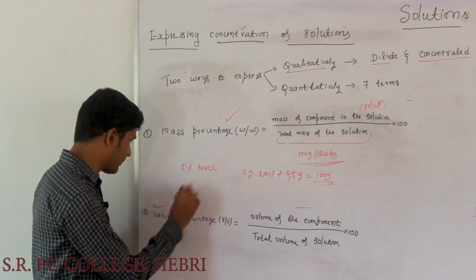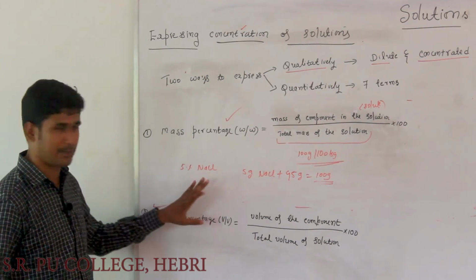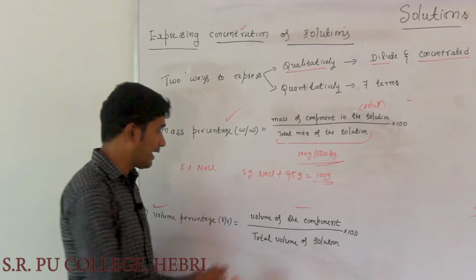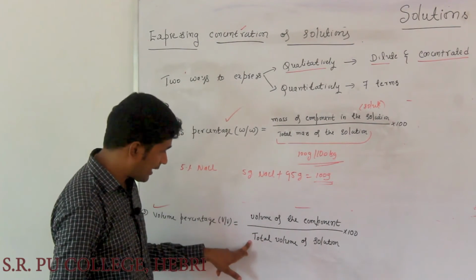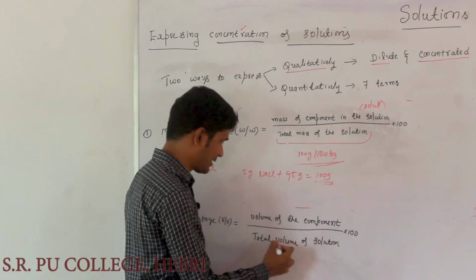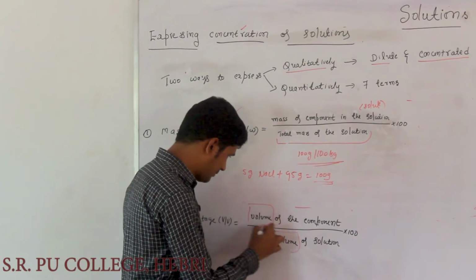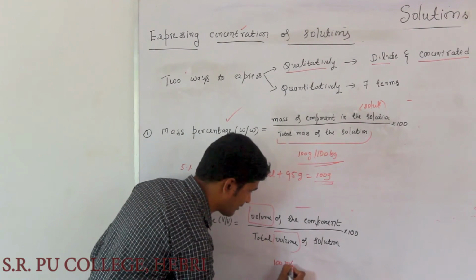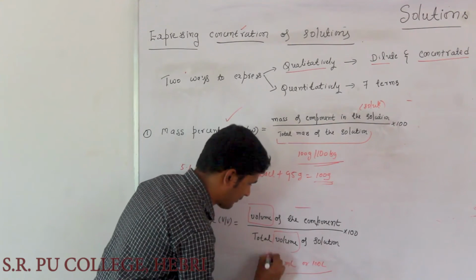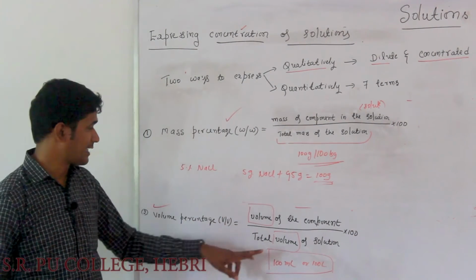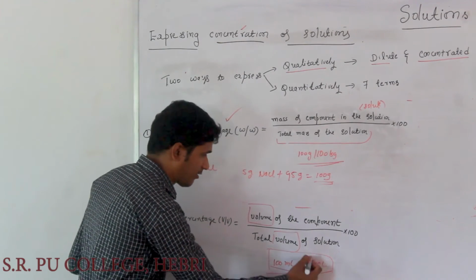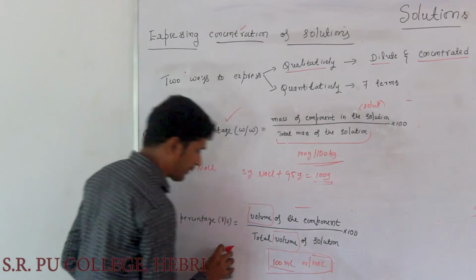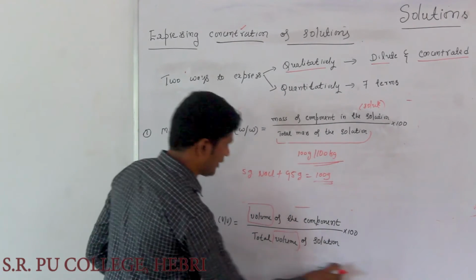Next, second one is volume percentage. It's very similar to that of mass percentage. Only the difference is here we have taken mass of the component; here we are taking volume of the component divided by total volume of the solution. Instead of mass, here we take volume, and the denominator in this also is equal to 100. It may be 100 milliliter or 100 liter. That means while preparing the solution, it's always prepared in 100 milliliter or in 100 liter. The total volume of the solution must be 100. Now let us see how to prepare volume by volume percentage solutions.